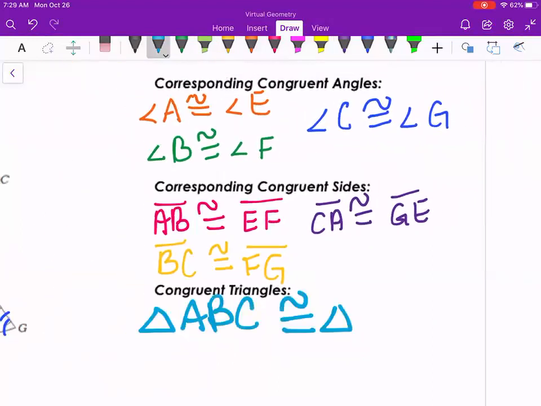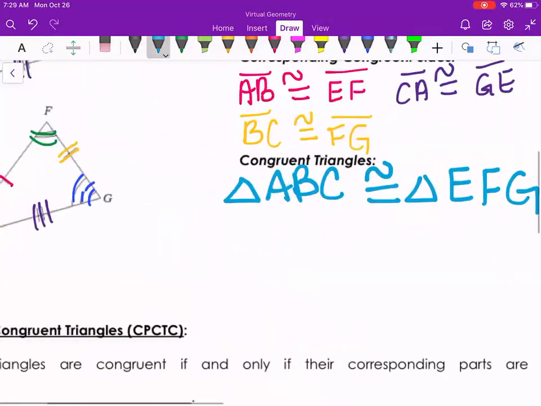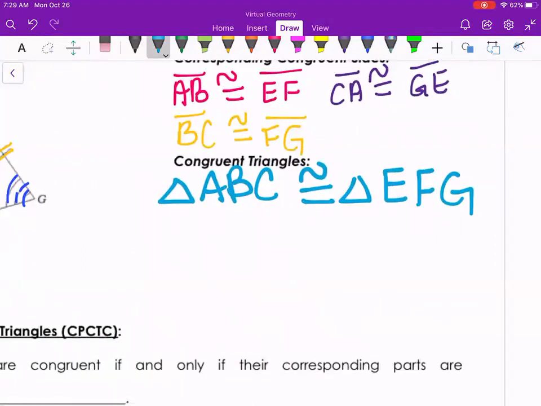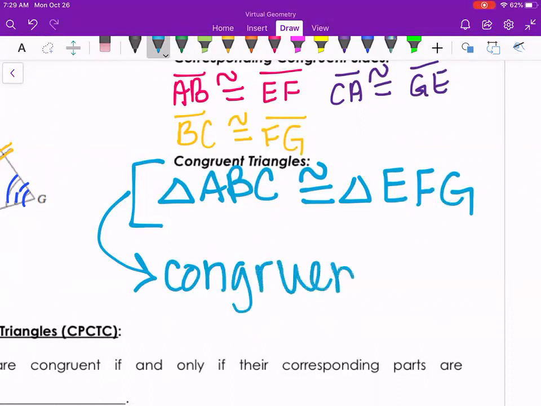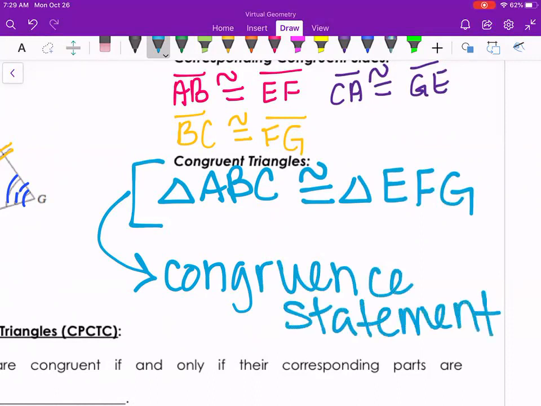A matched with E, so E needs to be first. B matched with F, so F is next. C with G, so G is last. Okay, the angles make it a little bit easier when you're writing out your congruent triangles. Now, what we have just written is called a congruence statement, and we're going to be using a lot of those throughout the rest of the year. And we'll talk more about what a congruence statement is in just a second.